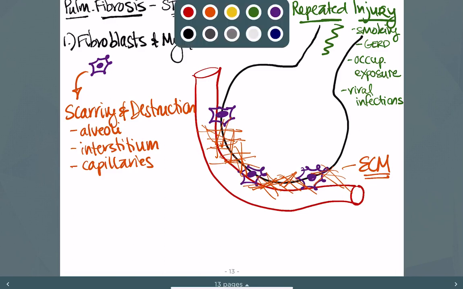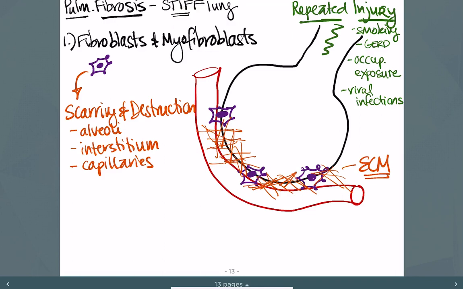So what are the effects? Let's see. We'll put them down here. Lung effects to this pathological change in the alveoli, the interstitium, and the capillaries. Well, if the lung tissue gets wrapped in scar tissue and extracellular matrix, you would expect a decreased inspiratory capacity. You're not going to be able to get as much air in.